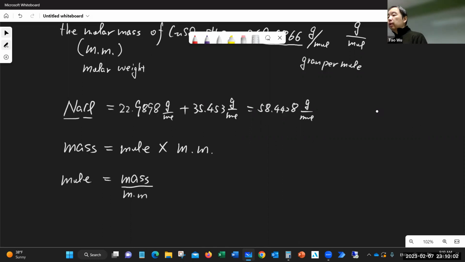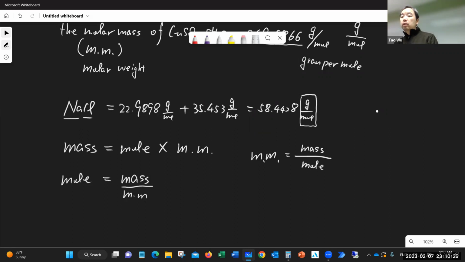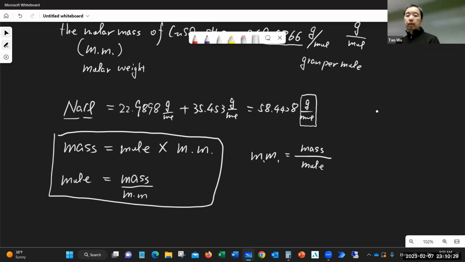If you think about the definition, the molar mass unit is gram per mole, which means the molar mass by definition should be the mass of something divided by the mole of something. Then you get molar mass. That makes sense, right? Those two are very, very common, so I hope you can remember this.